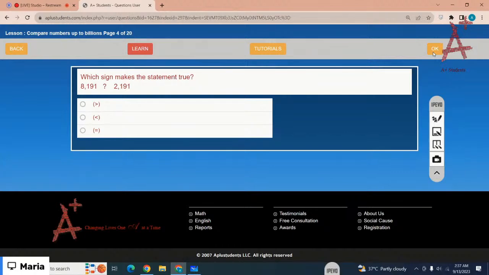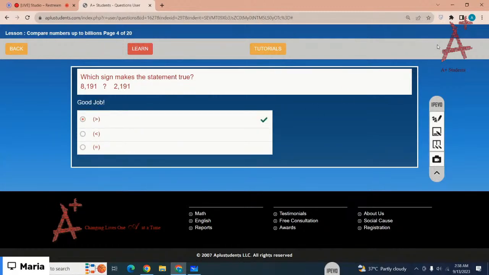Okay, which sign makes the statement true? 8,191 and 2,191. So less than or greater than, which is the correct option? 8,191. Just look at the digit that is at the greatest place value, that is 8 and 2. So 8 is greater than 2, right? That means 8,191 is greater than 2,191, right?